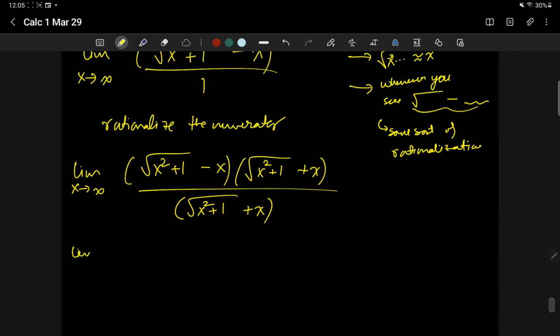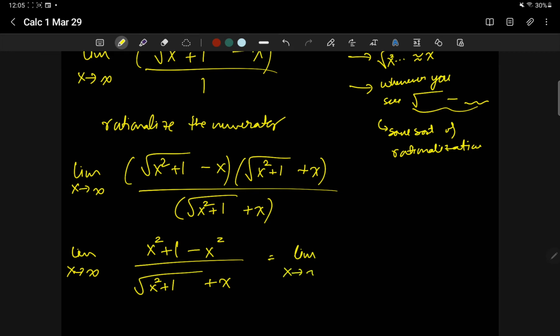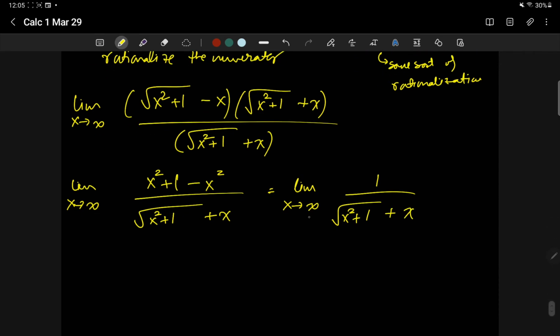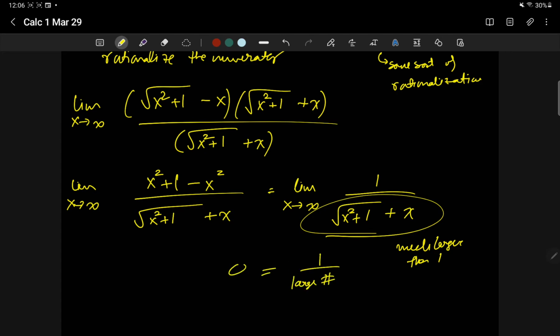Now on the numerator, since this is a difference of squares, it just becomes x squared plus 1 minus x squared, and I have x squared plus 1 plus x in the denominator, which then becomes 1 over square root of x squared plus 1 plus x. Now here, this is much larger than 1. So this is 1 over some large number, which is going to be 0.